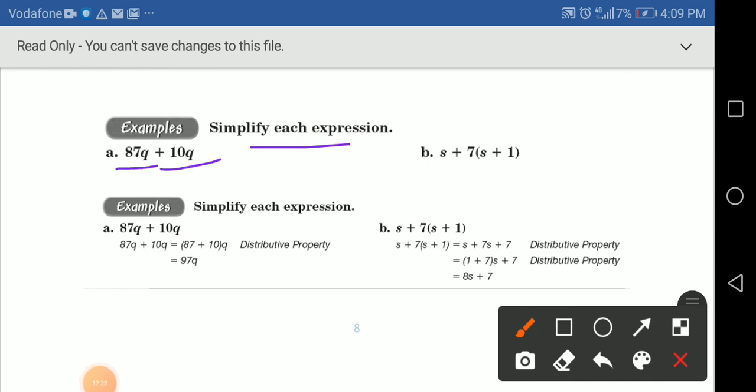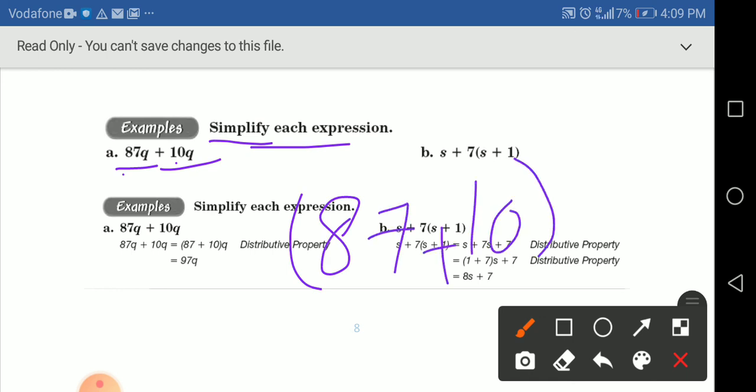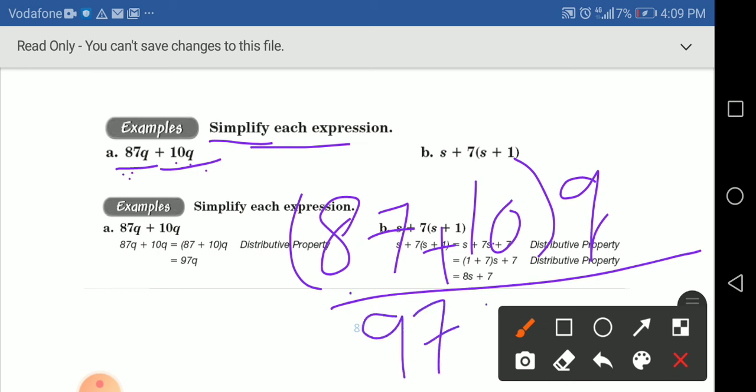When I say simplify, what am I going to do? I'm going to put the like terms together. Here you have 87 and 10, so they are numbers. Put the numbers on the same bracket, using the distributive property. We have a common q, so put q outside. 87 plus 10 is 97, so it will be 97q.